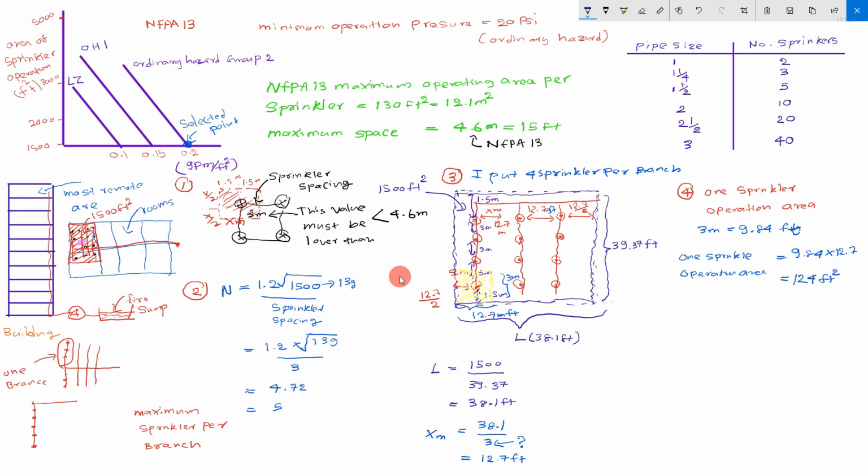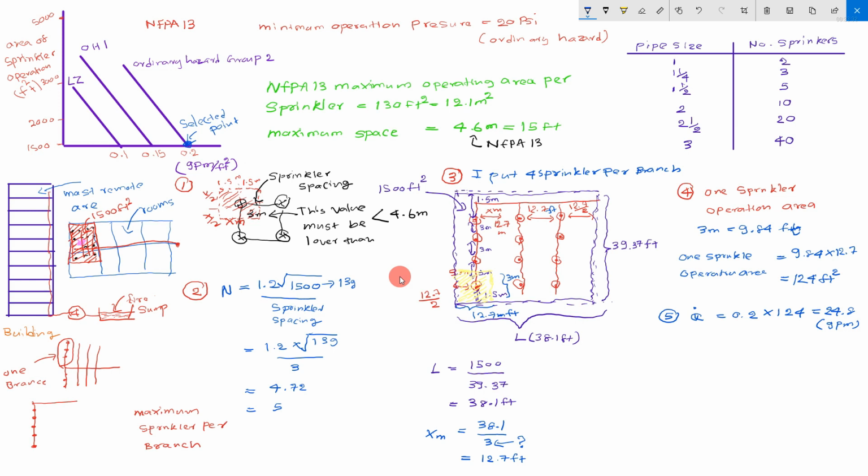Now step 5. Step 5 is we have to find one sprinkler discharge, Q. Q equals 0.2 GPM per square foot, so 0.2 multiplied by 124 equals 24.8 GPM. Okay, this is the one sprinkler flow rate.